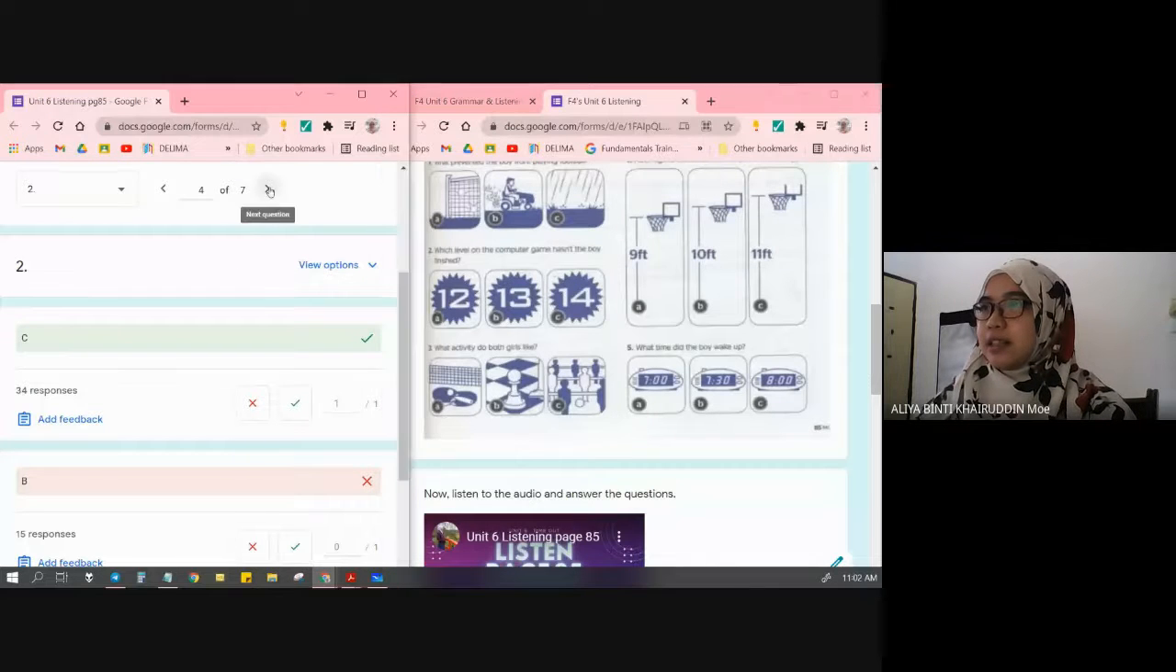Okay, next, number 3. Okay, which activity do both girls like? The answer is B, okay? For C, both of them don't like it. And A, table tennis or ping pong. Only one of them liked it. The first girl gave it as an idea, as a suggestion. Okay, so both of them like B.